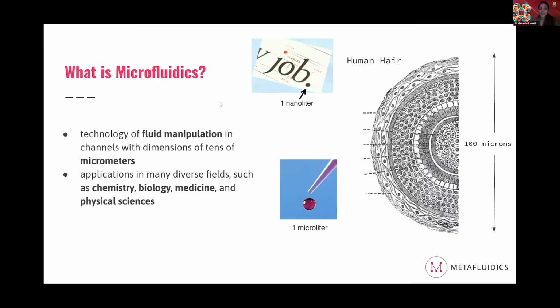So what is microfluidics? Microfluidics is basically a technology of fluid manipulation, but the dimensions are in tens of micrometers. To give you a sense of how small that is, one drop from a pipette would be 1 microliter, one period would be 1 nanometer, and one strand of human hair would be 100 microns. So you can imagine how small the channels in microfluidics are.